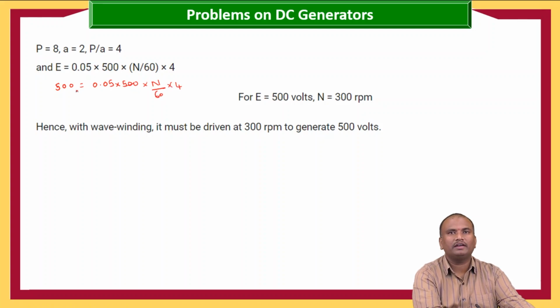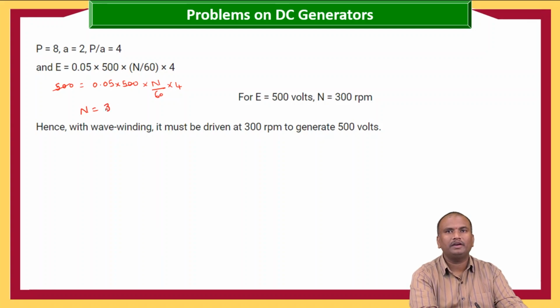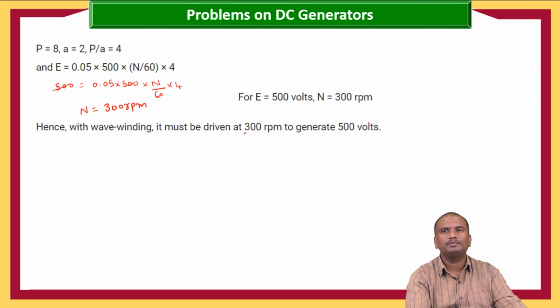This 500 will get cancelled, and you will get 0.05 into 4. From this we will get N is equal to 300 RPM. The speed which we are getting is 300 RPM. Hence, with the wave winding, it must be driven at 300 RPM in order to generate 500 volts.